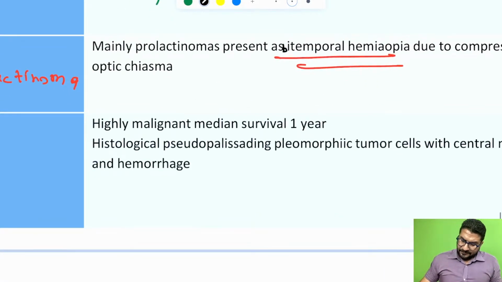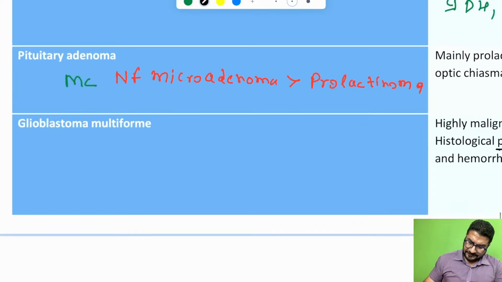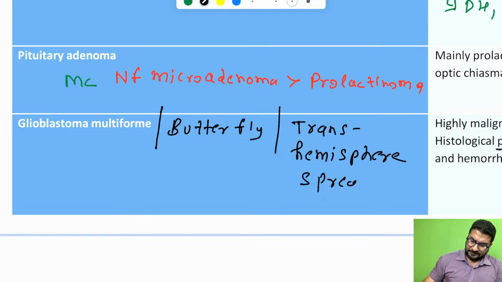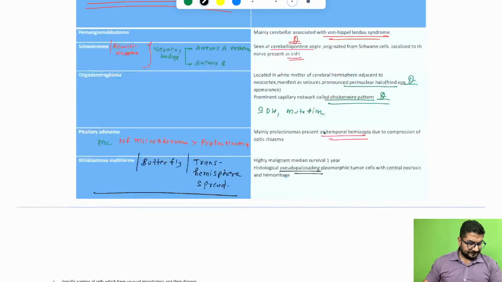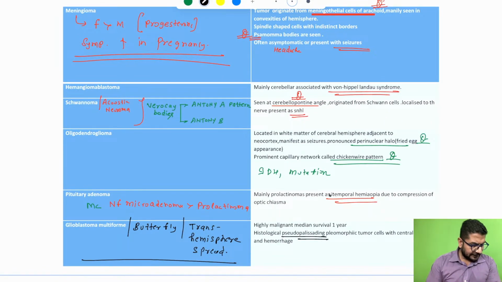Glioblastoma multiforme, I told you pseudopalisading necrosis, and sometimes you will see glomeruloid bodies. And this is also called butterfly tumor because the tumor will have trans-hemisphere spread. एक हेमिस्फीयर से दूसरे हेमिस्फीयर में जाएगा. Tumor will spread from one hemisphere to another hemisphere. So this is the short summary of all the brain tumors. Simple. Done. Am I clear? आगे चलें. Done. Any doubt guys? आगे चलो.